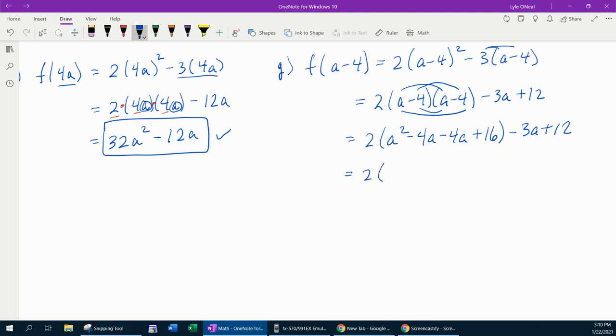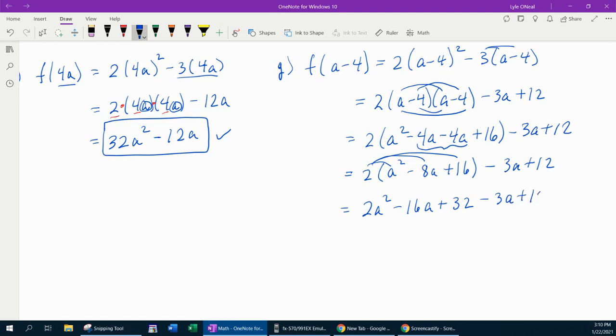Next step, we need to CLT. That means combine like terms. So we've got a squared minus 8a plus 16 minus 3a plus 12. And now we can get rid of those parentheses, doing the distributive property. 2a squared minus 16a plus 32 minus 3a plus 12.